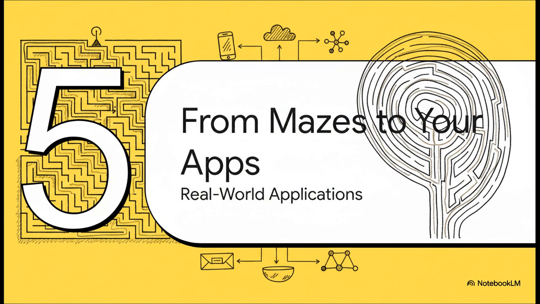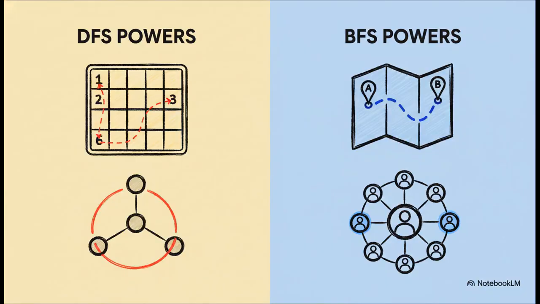So mazes are cool and all, but why does this actually matter to you? Well, here's the crazy part. You are using both the adventurer and the planner every single day of your life, and you probably don't even realize it. That go deep DFS strategy, that's what's humming under the hood when you're solving a Sudoku puzzle. You try a number and you follow the consequences. It's also used to find infinite loops in computer networks.